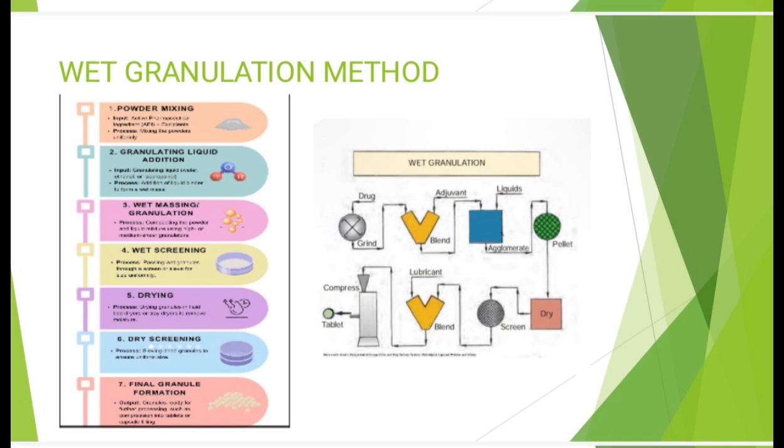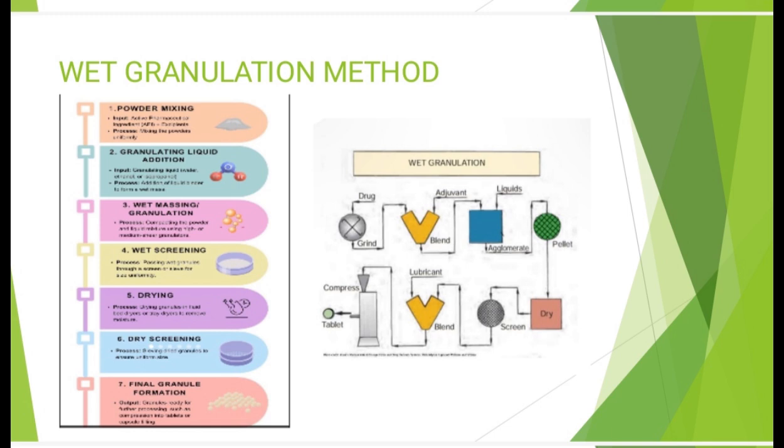This is one of the wet granulation flow charts. That means drug, then mixer and add adjuvant, blend, then add liquids to get agglomerate form. Then it is converted to pellets, dried and screened. Then we add lubricant, blend and go for compression. Then finally we get the tablet.